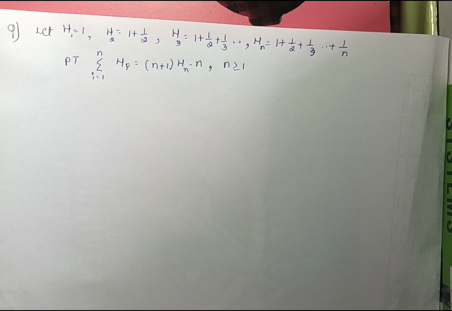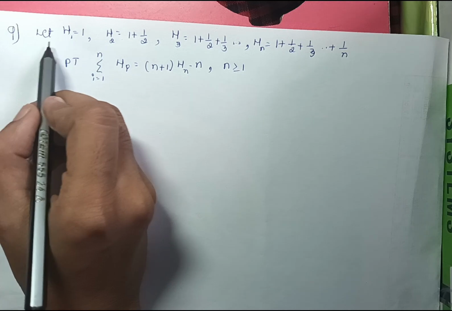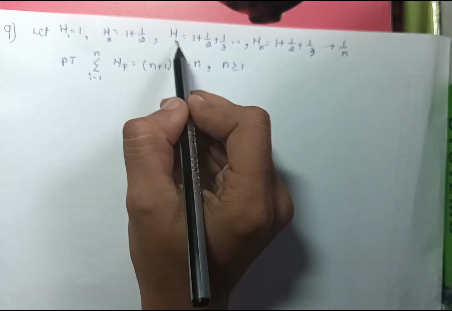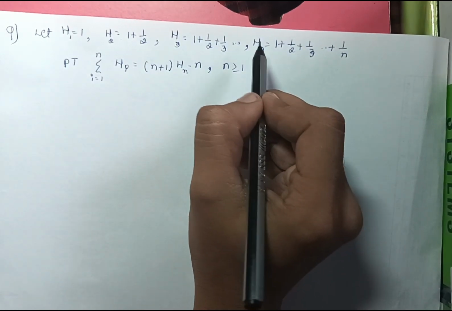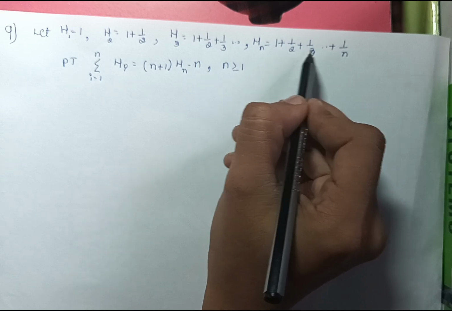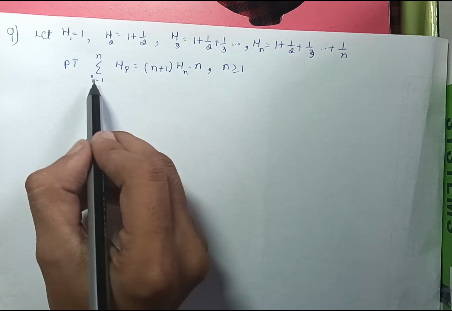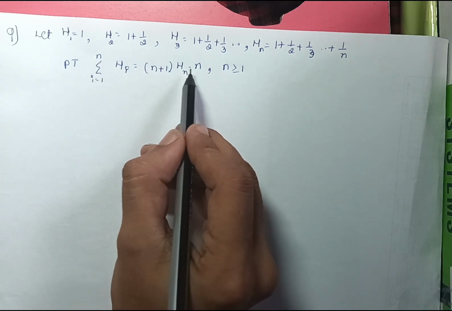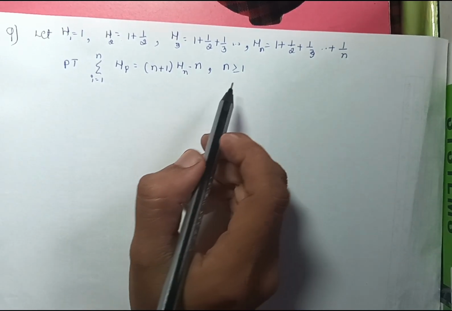In this video we are going to solve mathematical induction problems based on summations. Question number 9. Let h1 equal to 1, h2 equal to 1 plus 1 by 2, and h3 equal to 1 plus 1 by 2 plus 1 by 3, and so on, hn equal to 1 plus 1 by 2 plus 1 by 3 till 1 by n. We have to prove what? Summation of i equal to 1 to n hi equals (n plus 1) hn minus n for all n greater than or equal to 1 by mathematical induction.